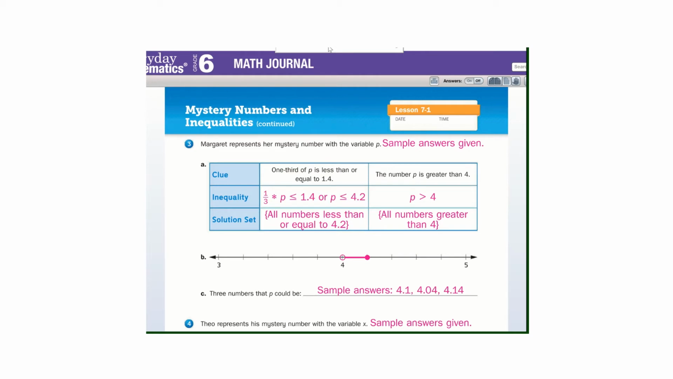Then your solution sets. And then look at letter B on how you write the number line. Three possible answers they put there: 4.1, 4.04. So you have to be greater than 4, but less than 4.2. Or you could have had 4.2. 4.2 could be the answer because it is less than or equal to 4.2.